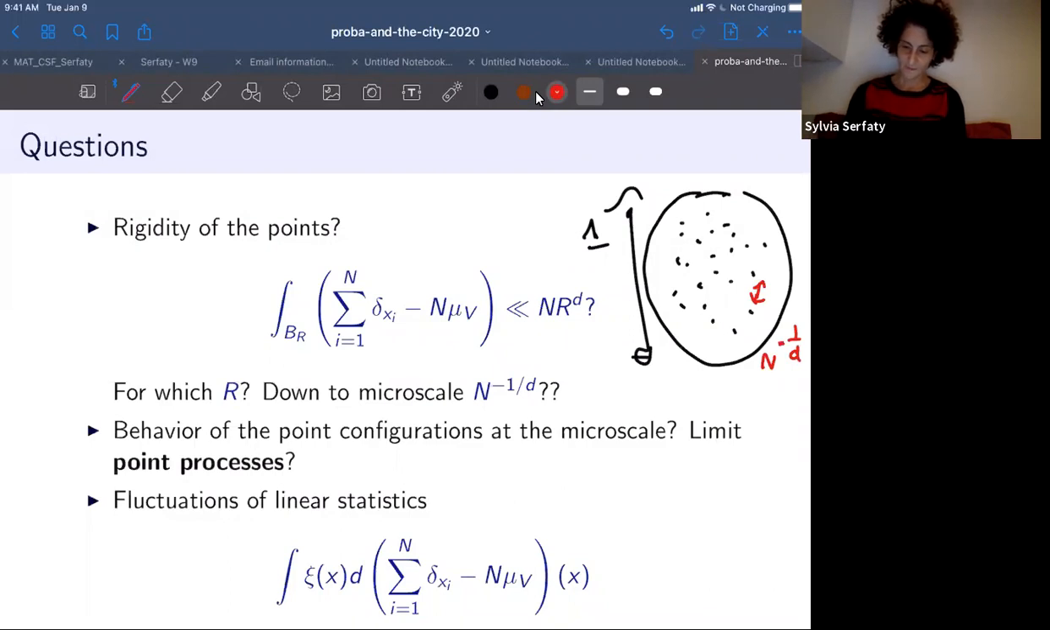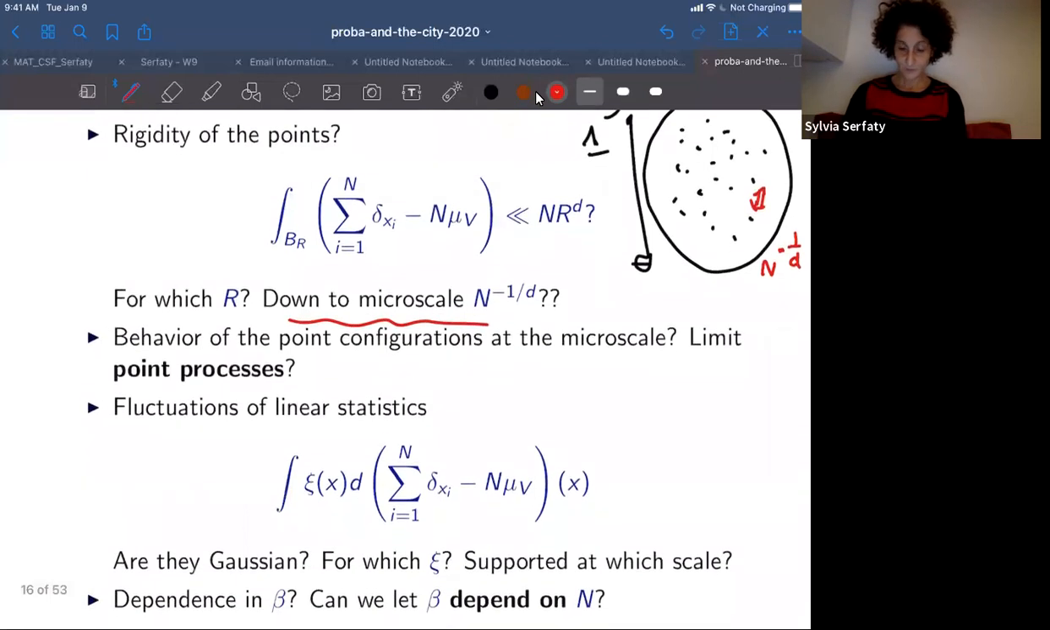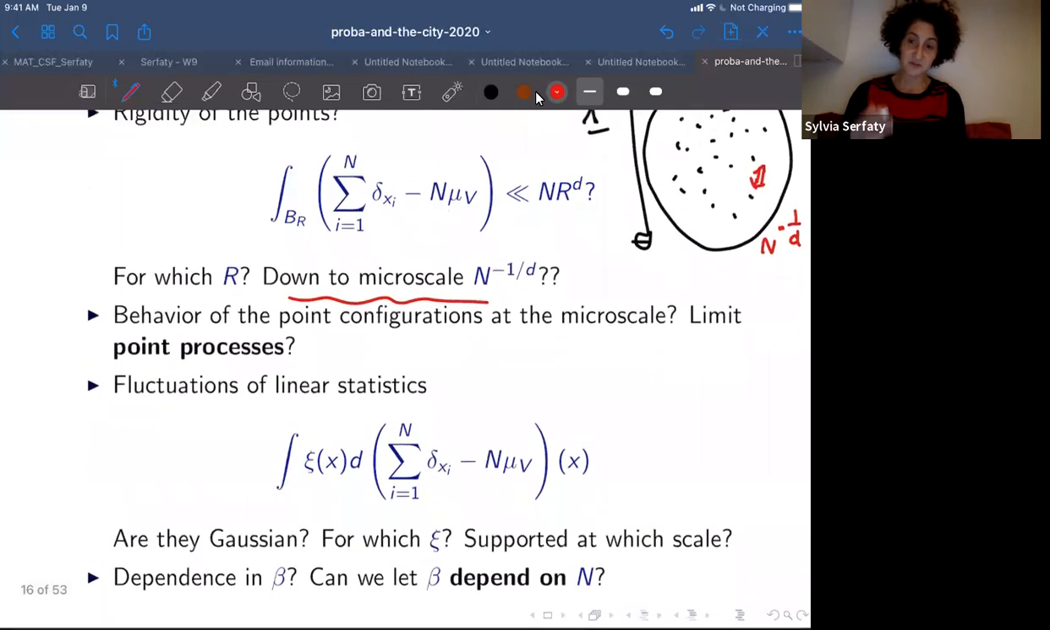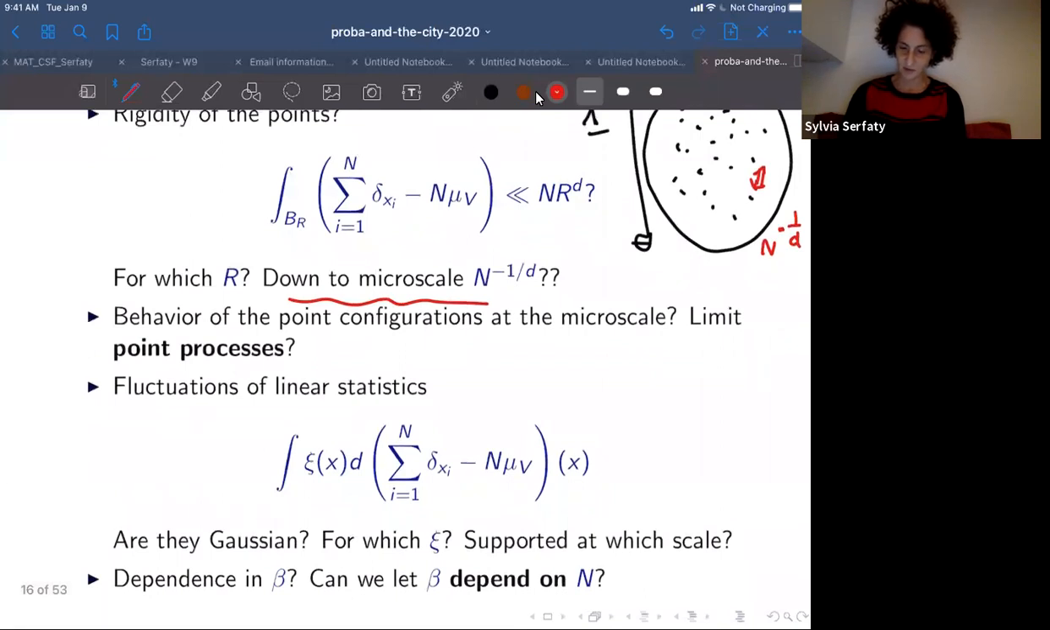Okay, so is this type of thing true when you look at small boxes? Is it true down to the micro scale? That is one natural question. And the next question is, when you look at the configurations at the micro scale, if you zoom in, do you see interesting limiting point processes? Can you say something about them, characterize them?